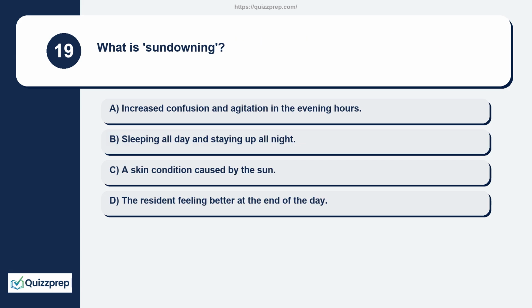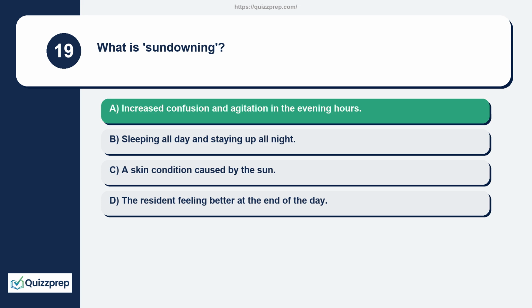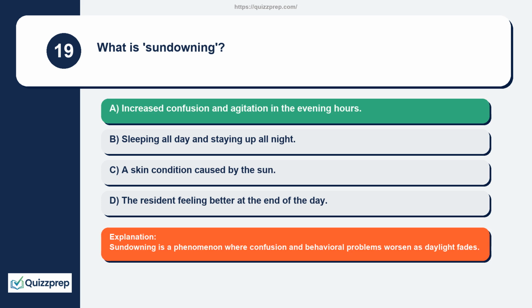Question 19. What is sundowning? Increased confusion and agitation in the evening hours, sleeping all day and staying up all night, a skin condition caused by the sun, the resident feeling better at the end of the day. Sundowning is a phenomenon where confusion and behavioral problems worsen as daylight fades.